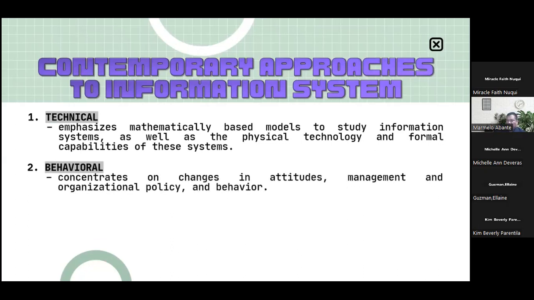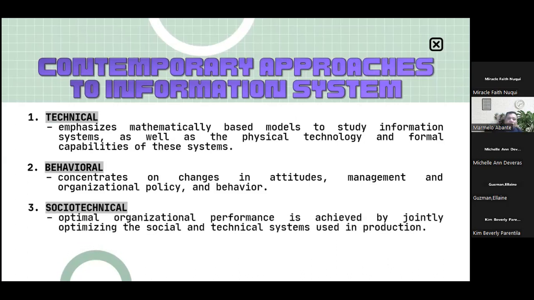Behavioral approach. This concentrates on changes in attitudes, management and organizational policy, and behavior. It emphasizes the need to involve users in the development process to understand their needs and preferences, and to design systems that are user-friendly and easy to use.